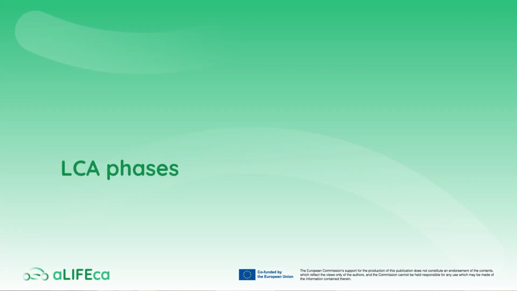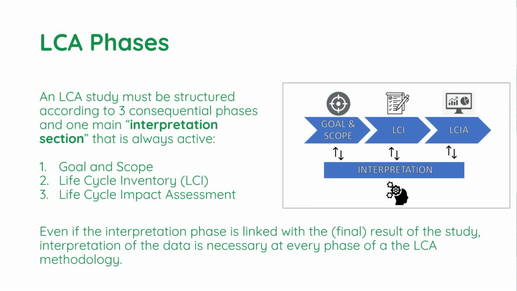Let's move now to the LCA phases, which have been introduced previously but only mentioned. We all know that an LCA study must be structured according to three consequential phases. The fourth one is actually a phase that is always active, and as you can see here in the figure, is called the interpretation phase. The first phase is the goal and scope. The second is the life cycle inventory. The third is the life cycle impact assessment, and the fourth, as I mentioned, the interpretation phase.